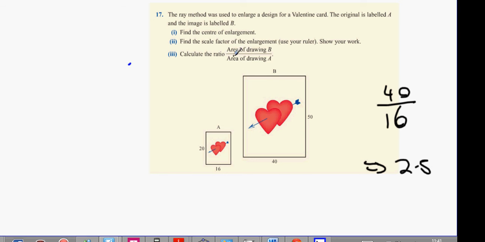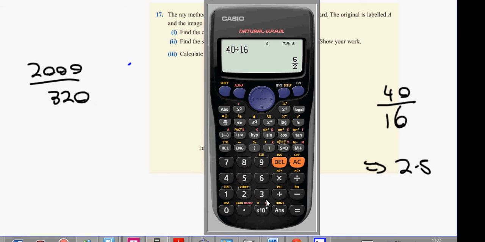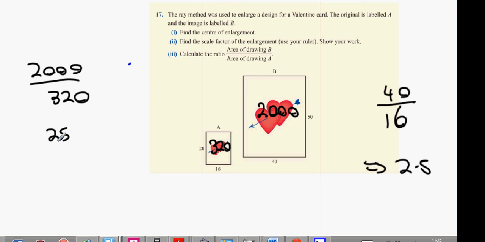And it goes, calculate the ratio of the area of drawing B to the area of drawing A. I'm going to show you how to do this two different ways. Method 1 is to multiply 16 by 20, and what do you get? 320. And the second one is 50 by 40? 2000. Okay? So it's going to be 2000 divided by 320. What is 2000 divided by 320? 25 over 4. Okay, it's 25 over 4, and it's basically the ratio 25 is to 4.